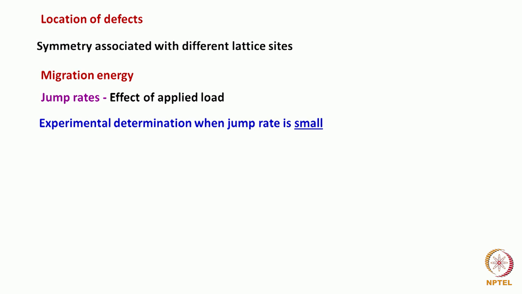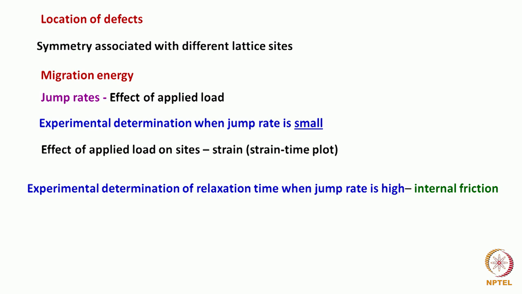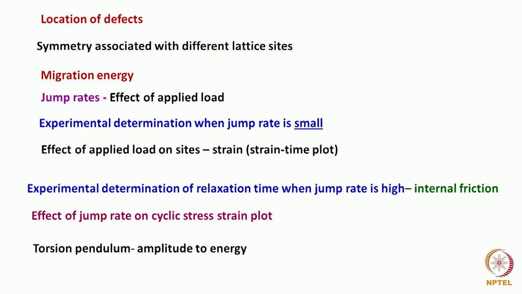Generally, this type of an experiment is extremely useful when the jump rate is small. That means that slowly it is taking place. The other type of an experiment is when the jump rate is very fast. In that case, instead of a static loading system, we can do a cyclic loading. That type of an experiment is what we call an internal friction experiment, otherwise called a torsion pendulum. This can be used to get information about the migration energy as well as the concentration of interstitial defects which are present in the material.